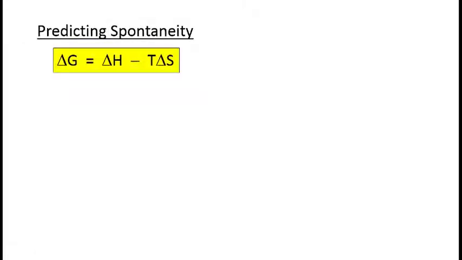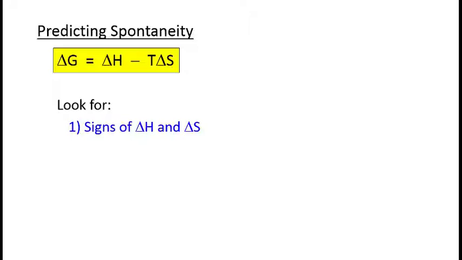In the absence of actual data for delta H and delta S, as long as we know the signs of those quantities, we should be able to make some predictions for the spontaneity of a reaction. We will still use the relationship for delta G. First, we need to look for the signs of delta H and delta S.